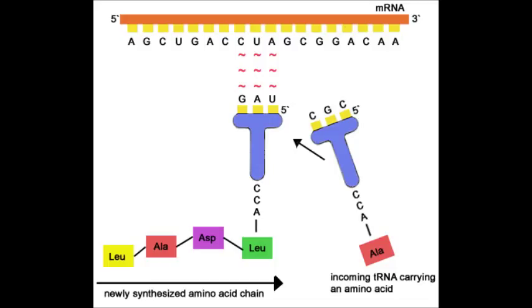A ribosome binds to the mRNA strand in two parts. Then the ribosome reads the mRNA to match anticodons carrying amino acids to codons on the mRNA strand. The amino acids form a chain and then become a protein.